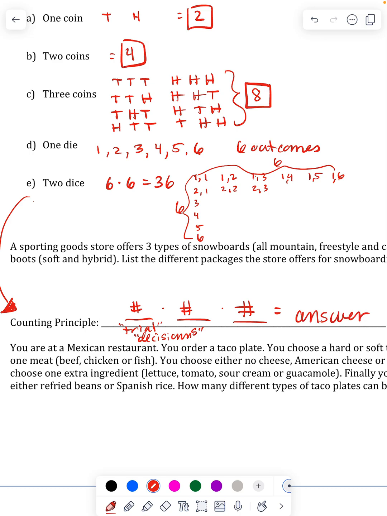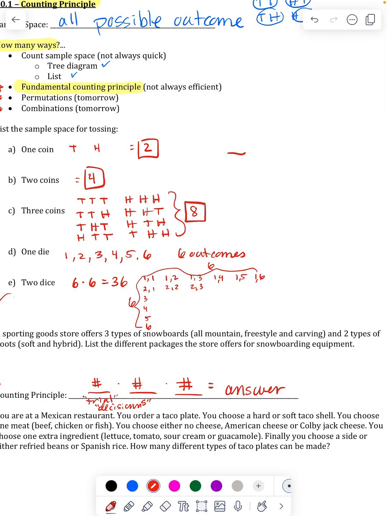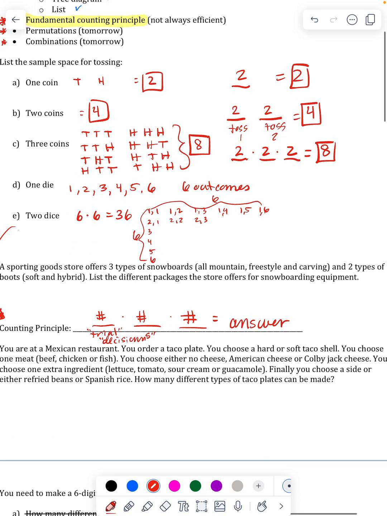So what does that mean? Back here, 1 coin, 2 options, my total is 2. 2 coins, this is coin toss number 1, and this is my coin toss number 2. I have 2 options here, 2 options here, so 4 options altogether. 3 coins, again, toss 1, I have heads or tails, heads or tails, heads or tails, so 2 options 3 times over makes the same 8 outcomes that I calculated by doing the problem.